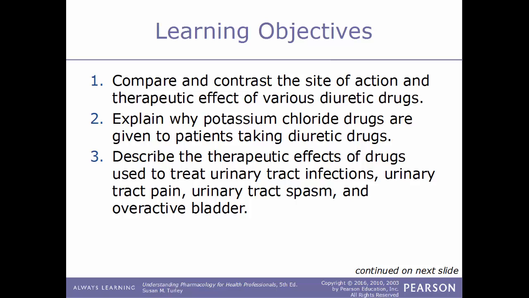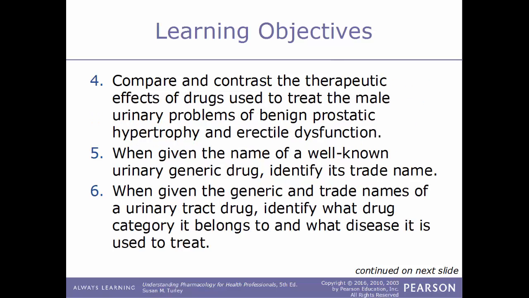Explain why potassium chloride drugs are given to patients taking diuretics. Describe the therapeutic effects of drugs used to treat urinary tract infections, urinary tract pain, urinary tract spasms, overactive bladder. Compare and contrast the therapeutic effects of drugs that are used to treat the male urinary problems of benign prostatic hypertrophy and erectile dysfunction. When given the name of a well-known urinary generic drug, identify its trade name.